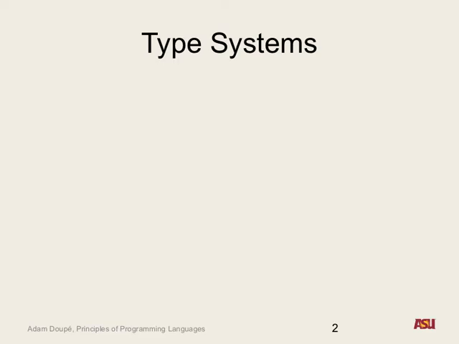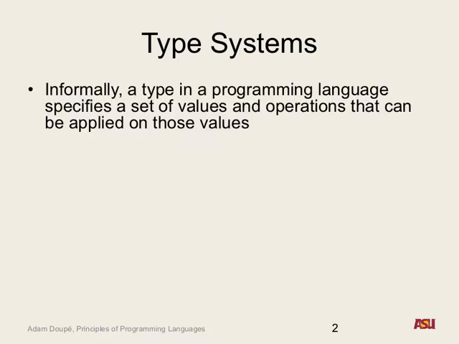So informally, we can say that a type is some set of values and some operations that can be applied to those values, right? So we can say an integer is all numbers from, let's go with unsigned int, that's easier, 0 to 2 to the 32. Every number in there could possibly be represented. And what are some operations that we can apply on the integer type? Addition, subtraction, multiplication, and division.